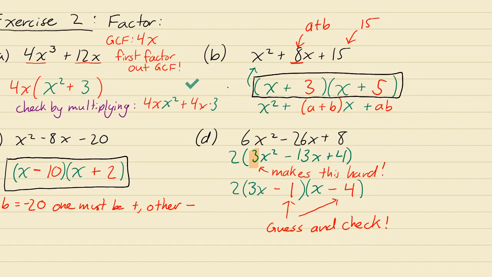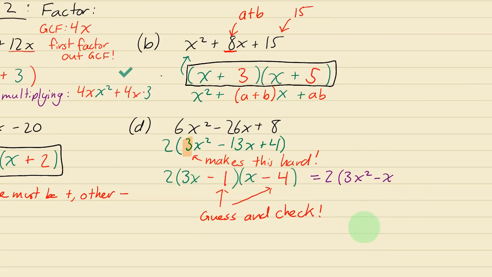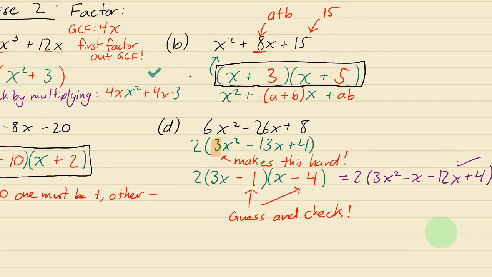So here's what the checking work would look like. I'll leave the 2 alone, and then it's 3x squared when we do the 3x times x, minus x is the negative 1 times x. Negative 4 times 3x will be negative 12x. And then negative 4 times negative 1 will make plus 4. And that checks out. That's what we want. So this is our solution.